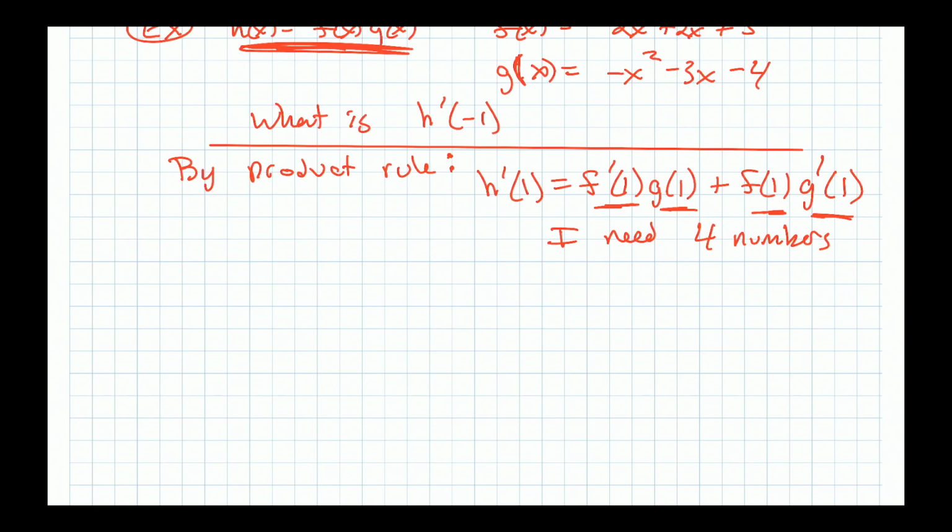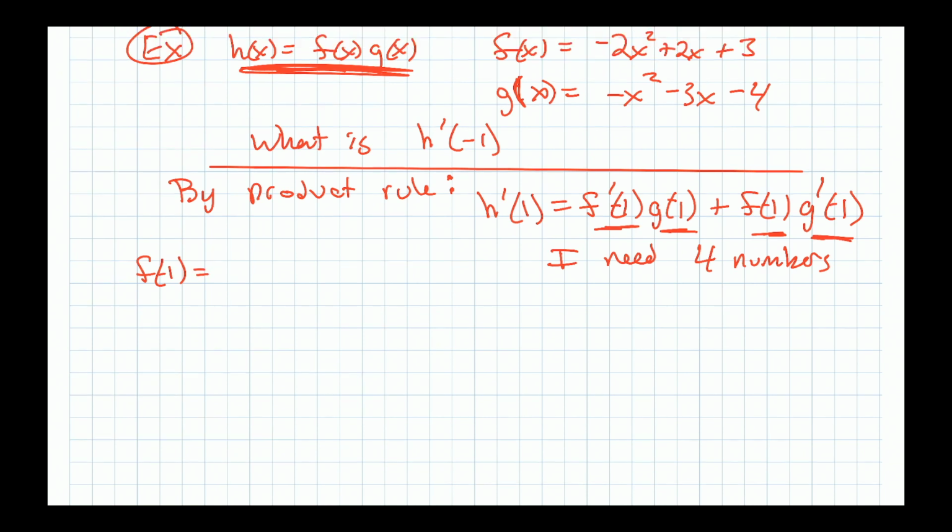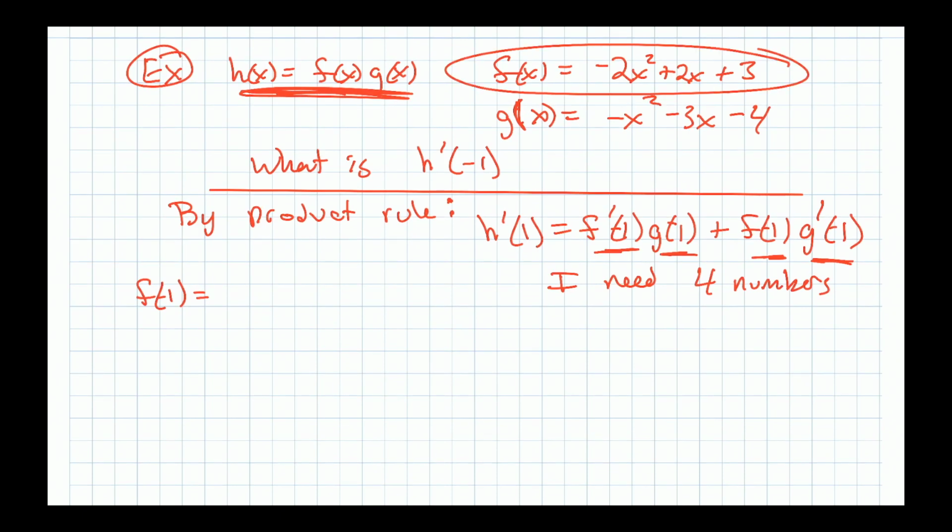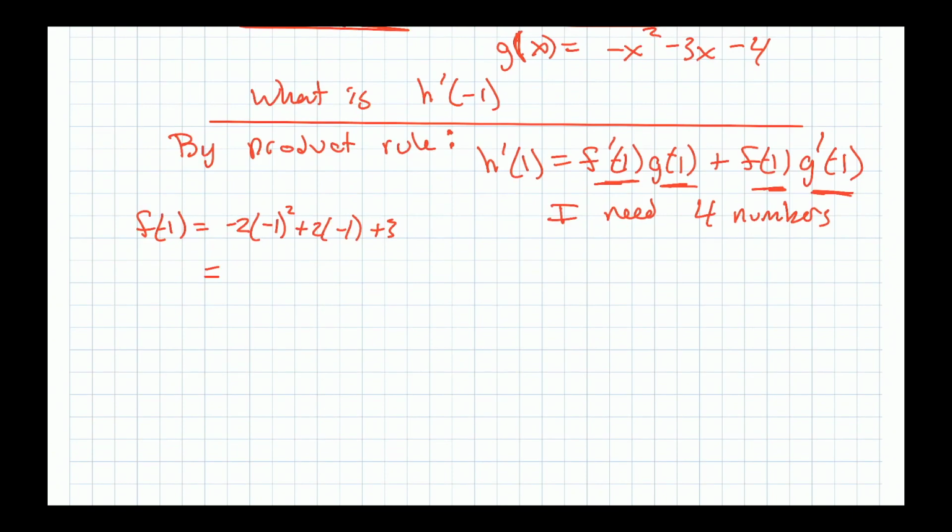Now, I can get 2 of them right away, right? Like, I can get f of 1. What's f of 1? Or it should have been, I should have been doing minus 1 this whole time. Minus 1, minus 1, minus 1. What's f of minus 1? That's just plugging a minus 1 into the function that is given. So that's negative 2 times negative 1 squared plus 2 times negative 1 plus 3. That's a number. Work it out. So we have negative 2 times plus 1, minus 2 plus 3, which is, what do we got? Minus 2 minus 2 is minus 4, plus 3 is minus 1. Okay. Got one of the numbers.